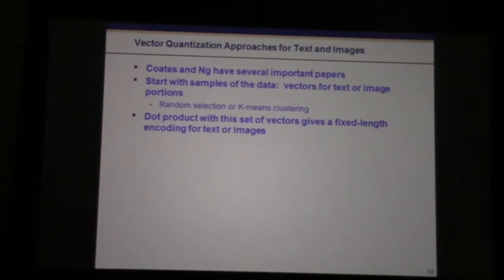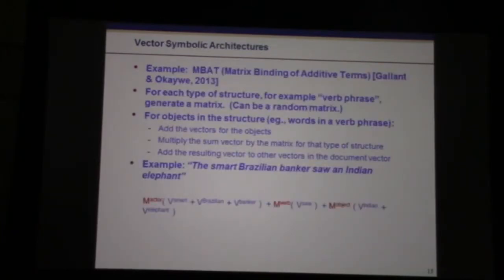I'm sorry I'm being so sketchy here, but I don't really have time to go into this in detail. Here's another thing where I can just give you the key intuition, without going into the detail. This is, on the vector symbolic side, a way to code structure, for example, with sentences. Suppose you want to code the smart Brazilian banker saw an Indian elephant. We need to bind smart and Brazilian to banker.